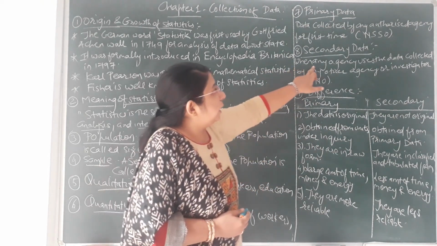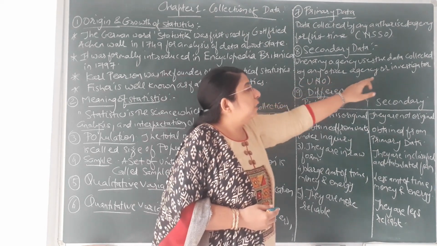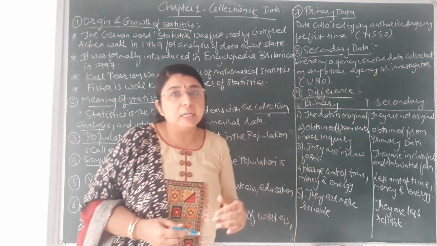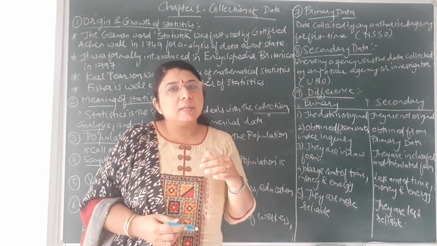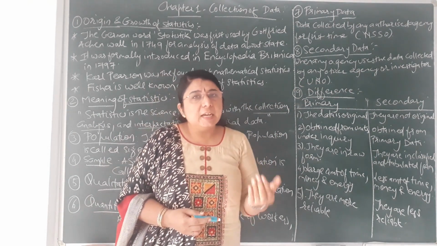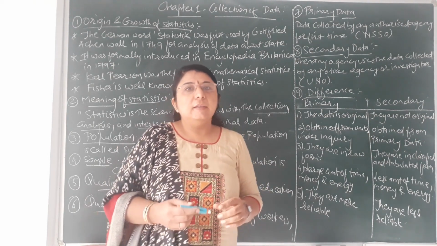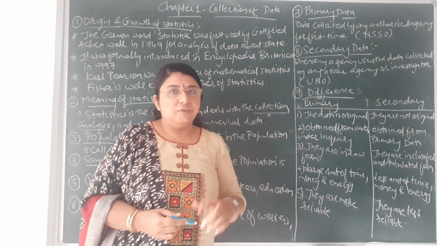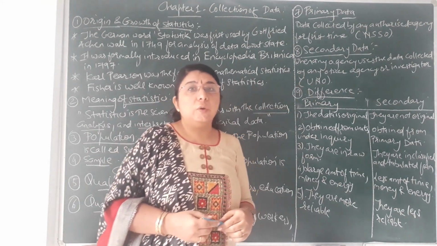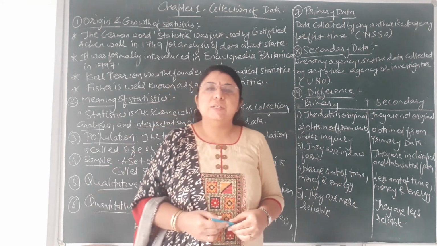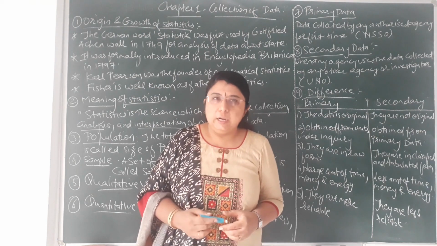Over here, when any agency uses the data collected by any other agency or investigator, it means an authorized agency or investigator has already collected those data and they are just utilizing those data for their own interest, then that is called secondary data. For example, the example I have given over here is UNO. At present, it is just known as United Nations. Previously, it was known as UNO, that is United Nations Organization.